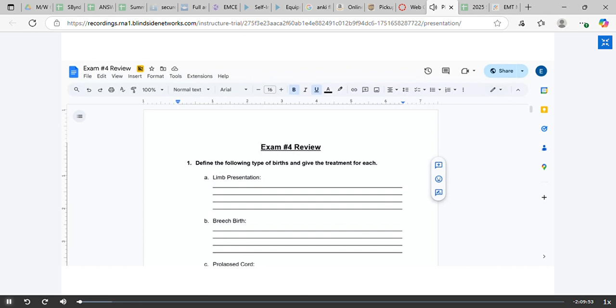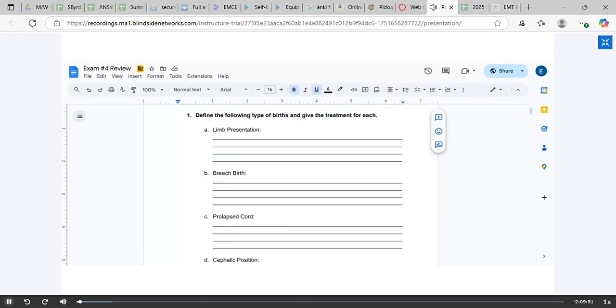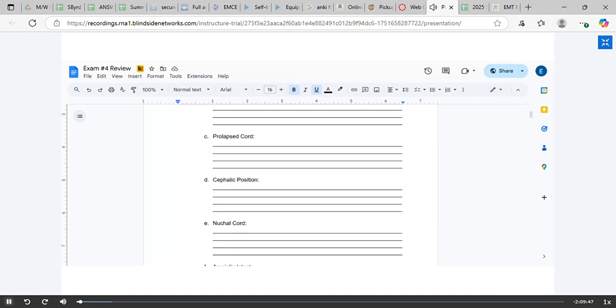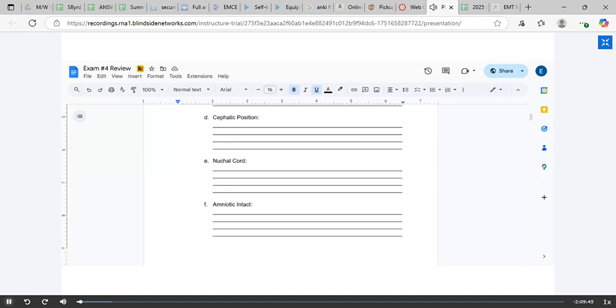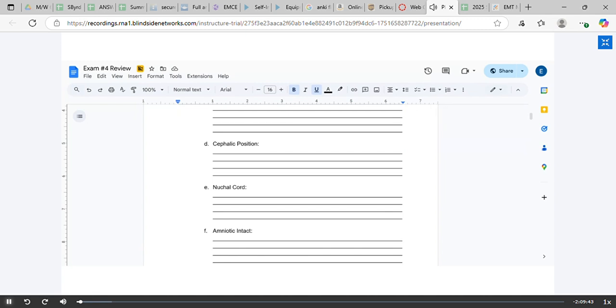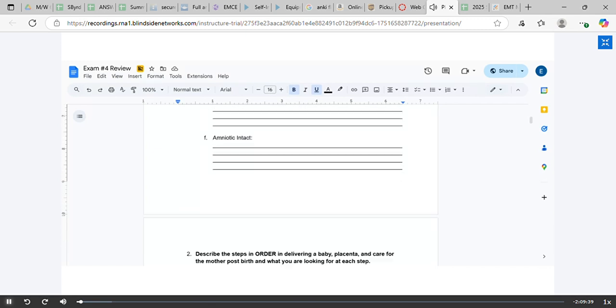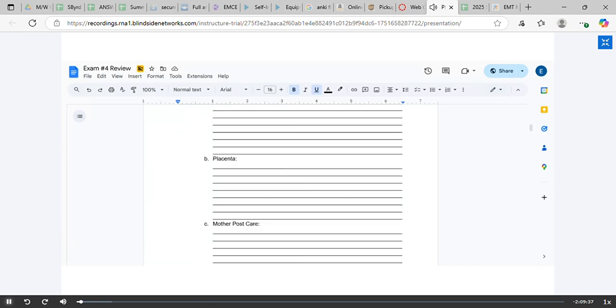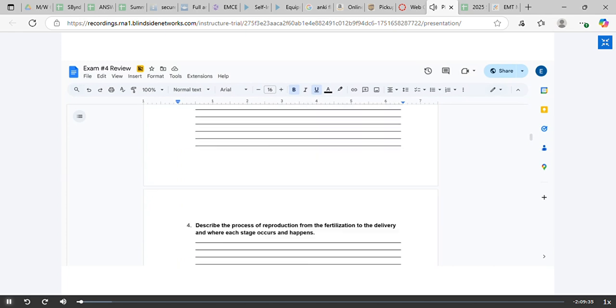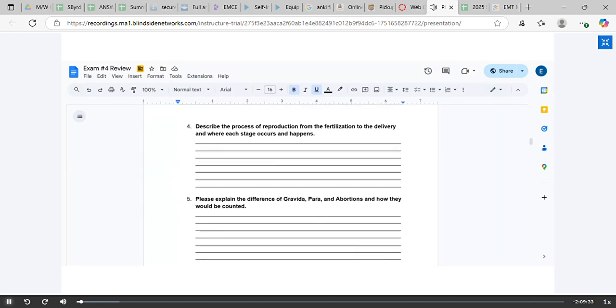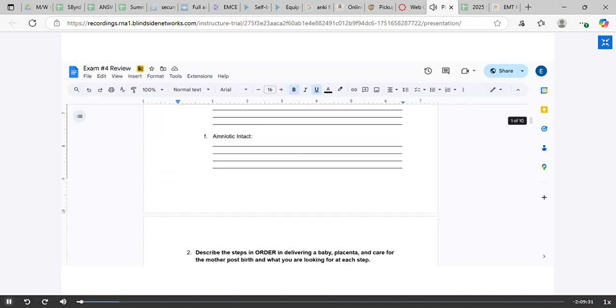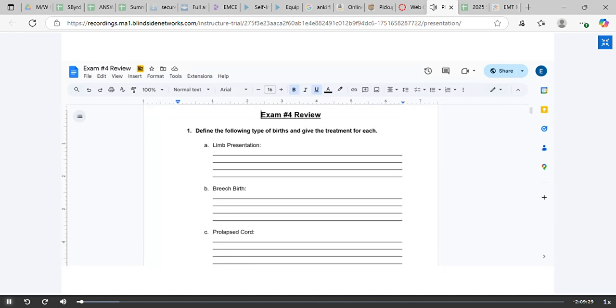It looks like it's just going to jump right into the abnormal presentations of birth, compared with the cephalic position. That's the head coming out first, which is the normal. And then we're going to proceed to go through all of this. All right, so let's start with the different types of birth.